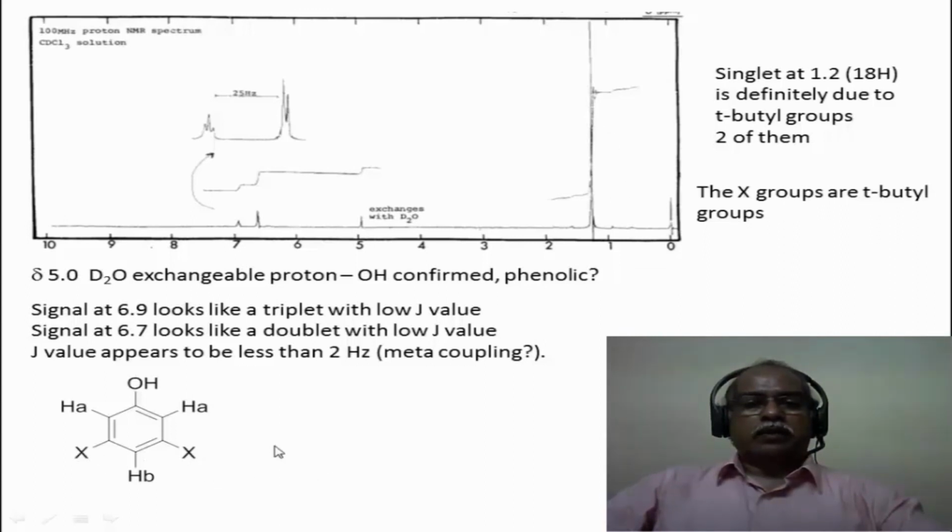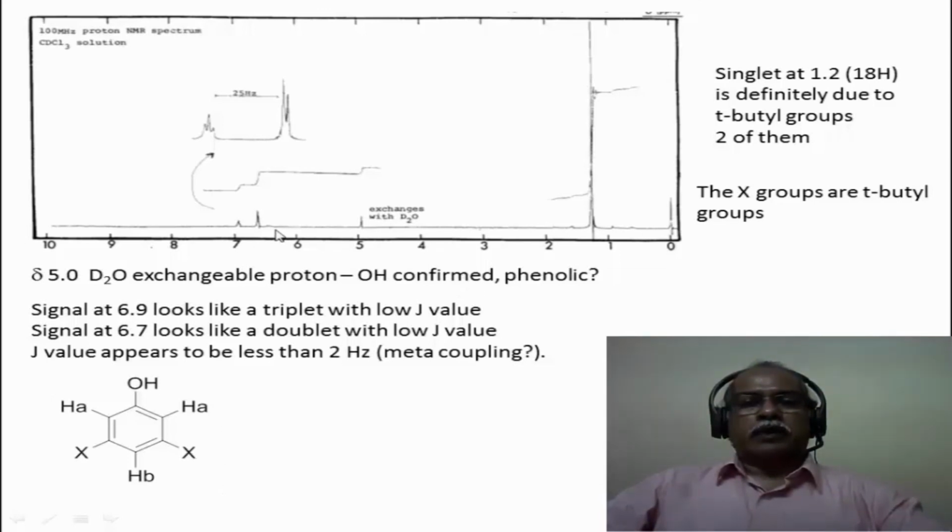The reason we put the X groups meta to the OH is because we see the meta coupling between HA and HB, which is a very small coupling. If we consider HA, that will split HB into a triplet. So this corresponding triplet is because of HB, and the HB in turn will split the HAs into a doublet. So we see approximately a doublet in the region of 6.8 or so, 6.7 or so in this NMR spectrum. So this particular skeleton is consistent with the proton NMR spectrum.